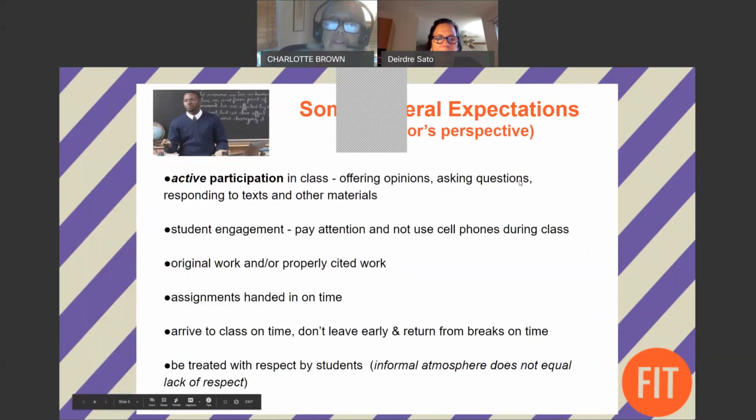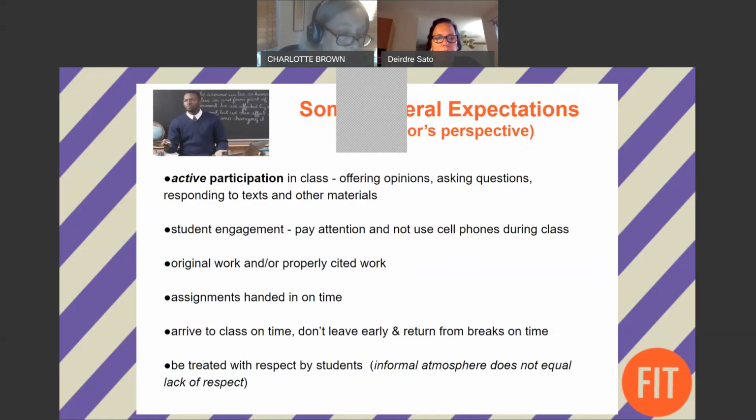So what do your professors expect from you? First is active participation, which means asking and answering questions, offering opinions, and responding to texts and other materials. Some courses will require more active participation than others. It depends on the subject matter and the professor, but usually the professors base a part of the students' final grades for the course on participation. Related to that is student engagement. In other words, professors expect students to pay attention by being active listeners and not using or checking cell phones during class.